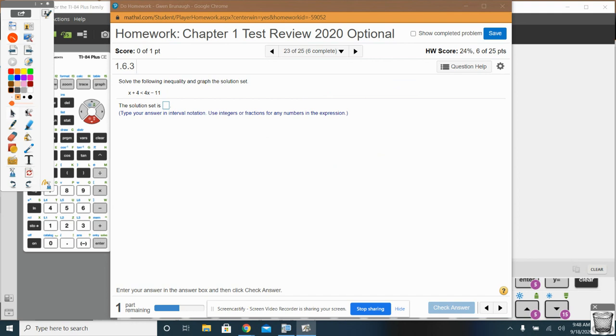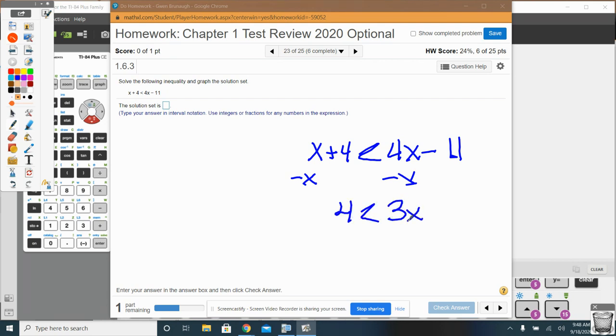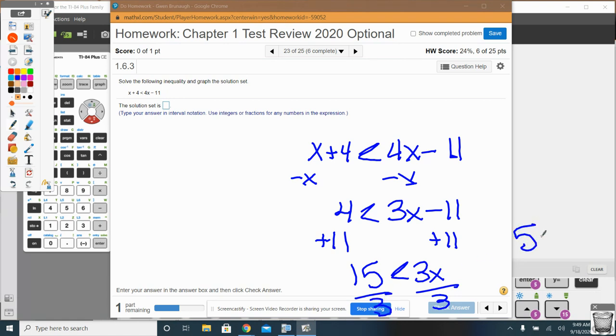Find the solution set to the inequality. x plus 4 is less than 4x minus 11. We're going to get x all by itself here. If I subtract x from both sides, I get 4 is less than 3x minus 11. If I add 11 to both sides, it is a little weird because the x is on the wrong side, quote unquote, but that's okay. And I'll get 5 is less than x.